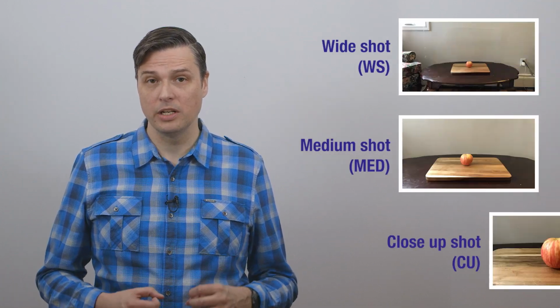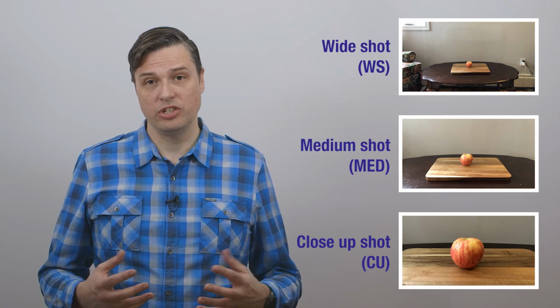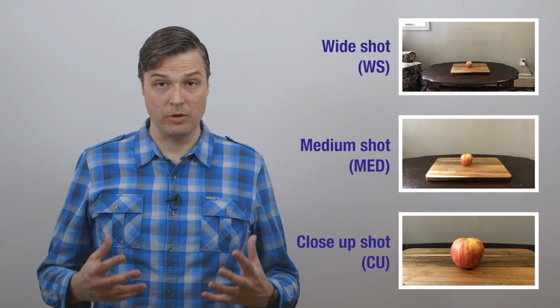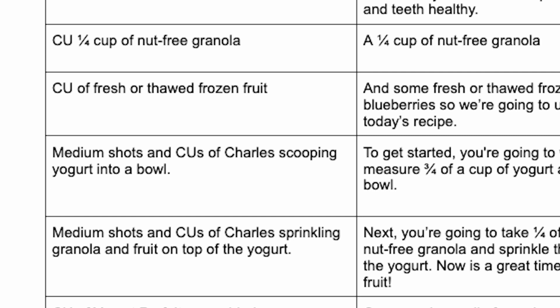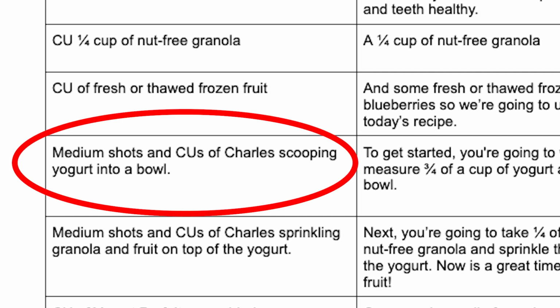In the video column, you're going to be describing what the viewer is seeing in your video. To help you do this and think about camera angles, you can use terms like wide shot, medium shot, and close-up shot. That lets you know the camera position that you'll be using. So in our example, we can see it's a medium shot of Charles scooping yogurt into the bowl.